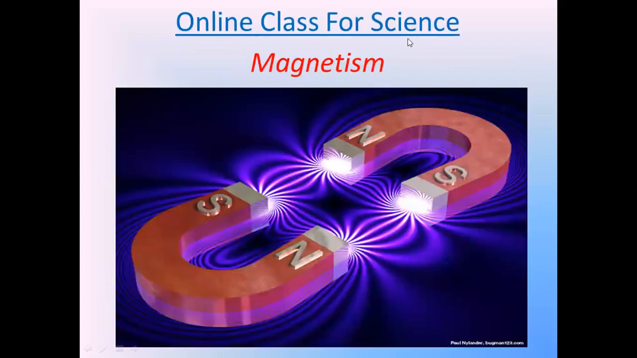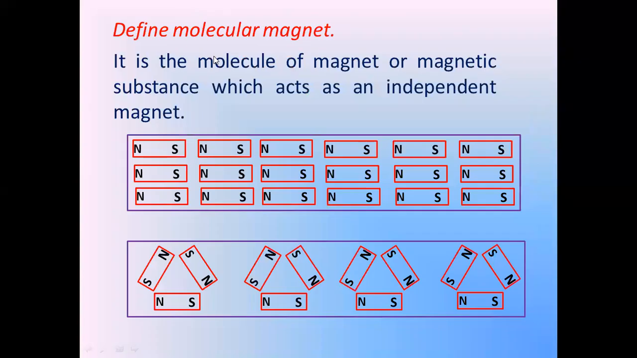So in this class we are going to talk about magnetism and in this lesson we are going to talk about magnet and its properties and why magnet has got its properties and different things about magnet. So our lesson is magnetism. So let's start. And in the first question के छ भन्दाखेरि हाम्रो question छ define molecular magnet.